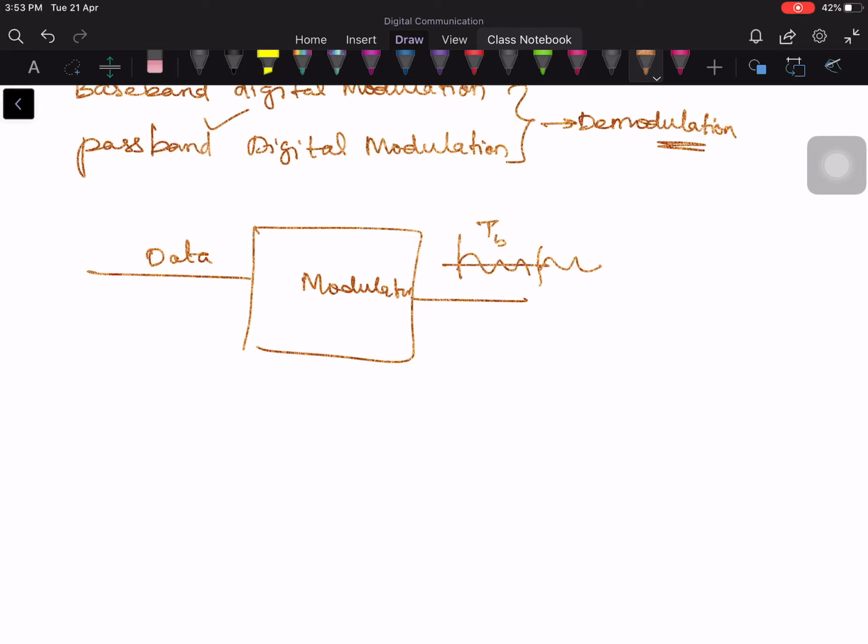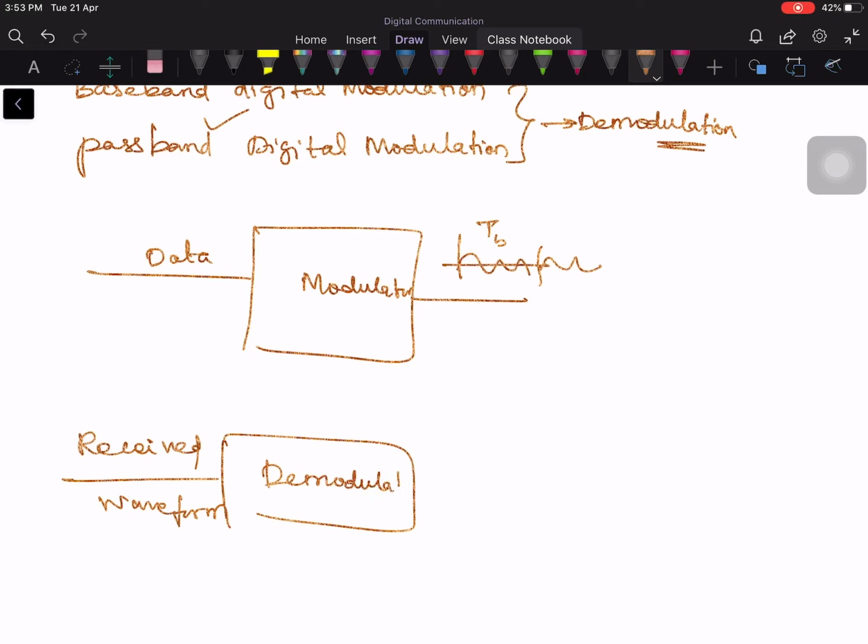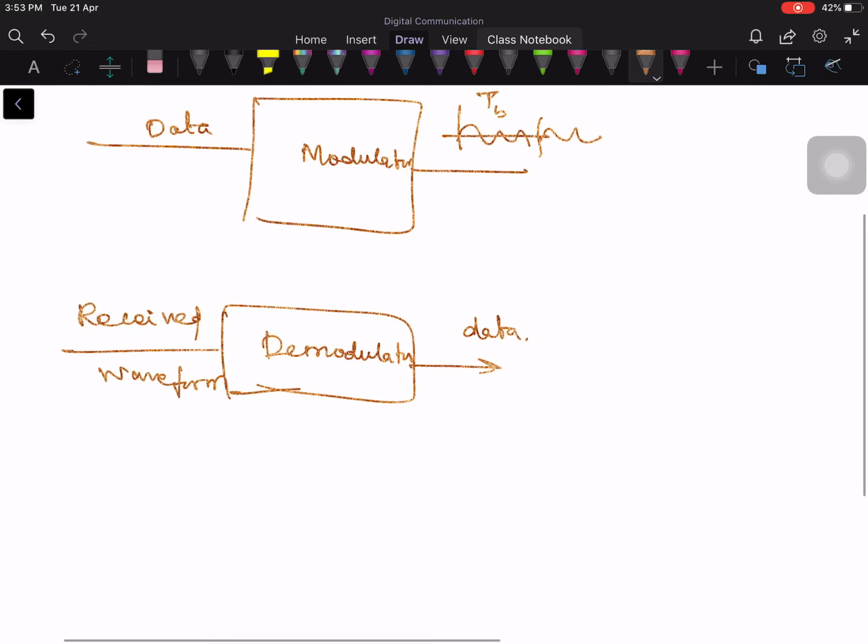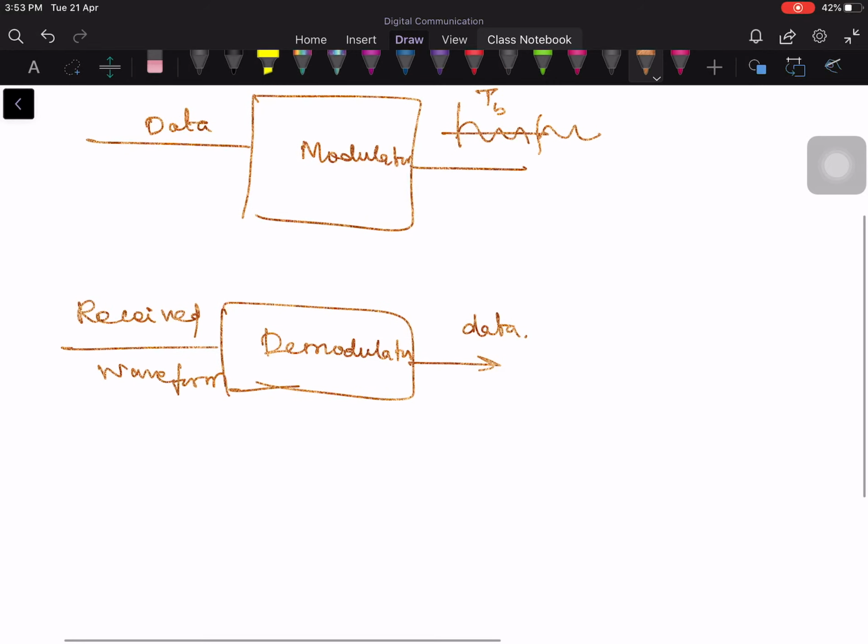So the demodulator is essentially: you have the received waveform, and you have the demodulator, which produces the data stream. So this is the job of your demodulator. You have to do the reverse mapping. It is a conversion back to data. What you get is a waveform contaminated by noise, and that waveform you have to convert back into data. So that is the function of your demodulator. That's the job of the digital demodulator.